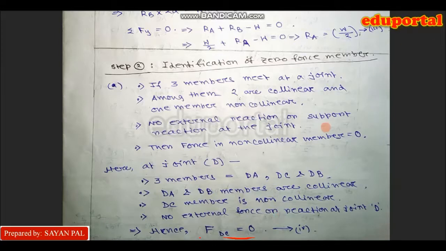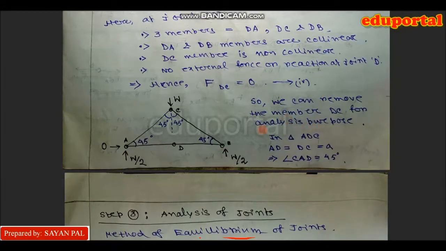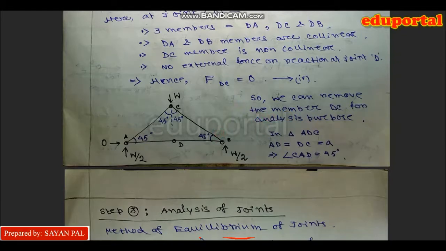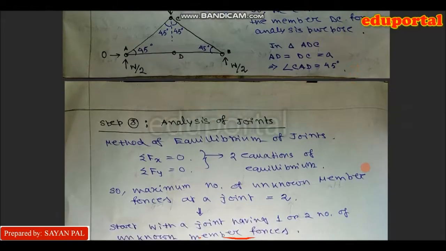We can see DC is a zero force member. Because it is a zero force member, we can remove the member DC for analysis purposes. Now from the triangle we can see that AD equals A and the DC height equals A. So these two angles are 45 degrees. This is 45 degrees, this is 45 degrees. Now we will go for analysis by method of joint.